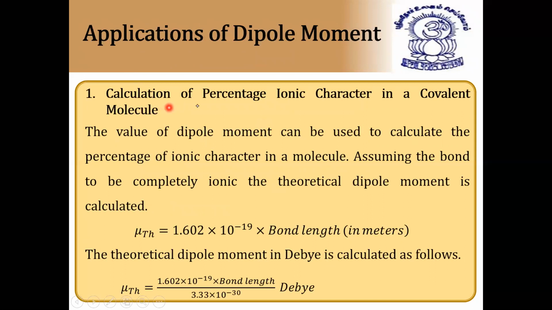Next, applications of dipole moment. We can calculate the percentage of ionic character in a covalent molecule. That is the main application. The value of dipole moment can be used to calculate the percentage of ionic character in a molecule. Assuming the bond to be completely ionic, the theoretical dipole moment is calculated. Mu theoretical is equal to 1.602 into 10 to the power of minus 19, that is the charge of the electron, into the bond length in meters. You'll get the mu theoretical value in Debye. How to calculate the percentage of ionic character? We'll see, if possible, one problem. Then definitely I'll explain that problem, and you can easily understand.